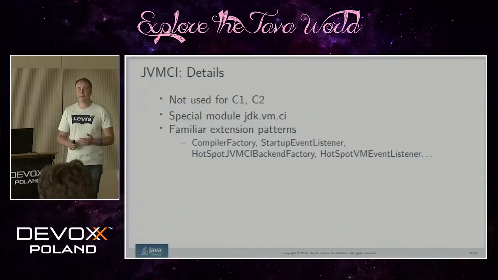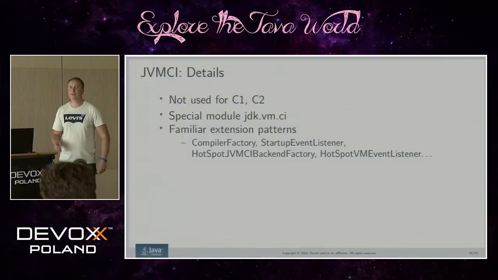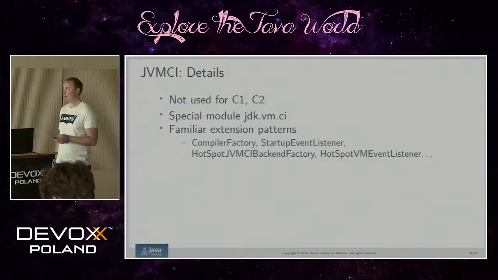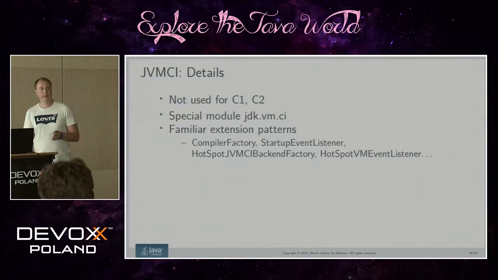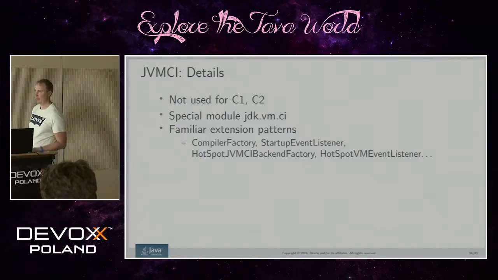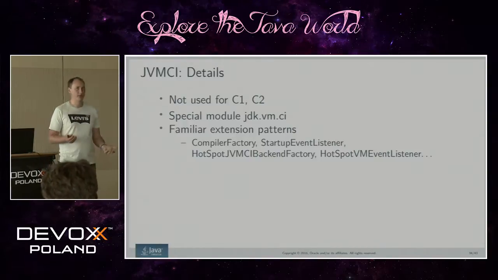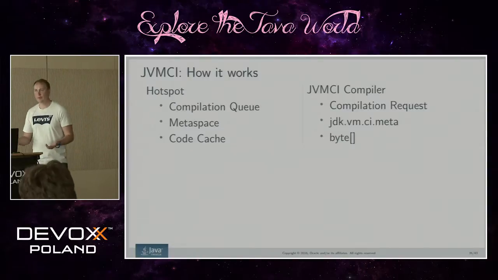JVMCI itself is used only for such pluggable compilers, not for existing ones. Yeah, it's similar to the existing interface for C1 and C2, but it's not used for C1 and C2. The code has, of course, dedicated modules and relevant sites. And when you look at how it's plugged into a virtual machine, you'll see some familiar patterns: you do some service discovery, intercept some events, and respond to some behavior.